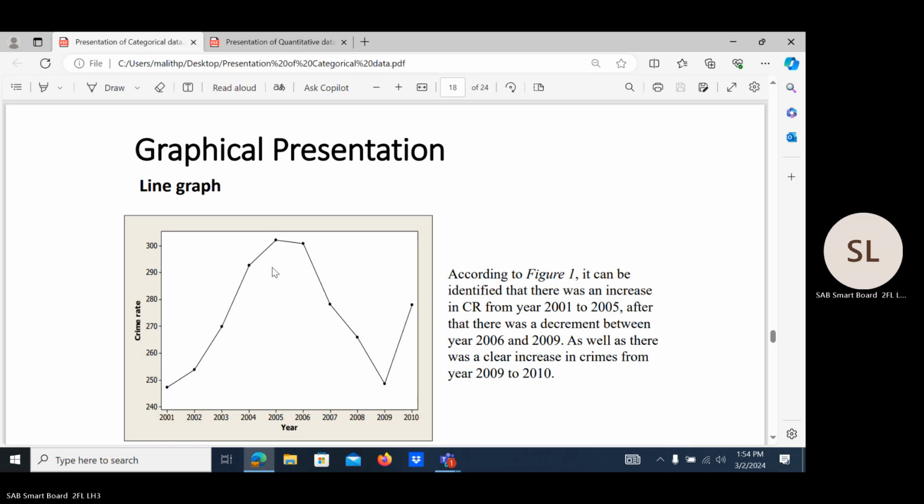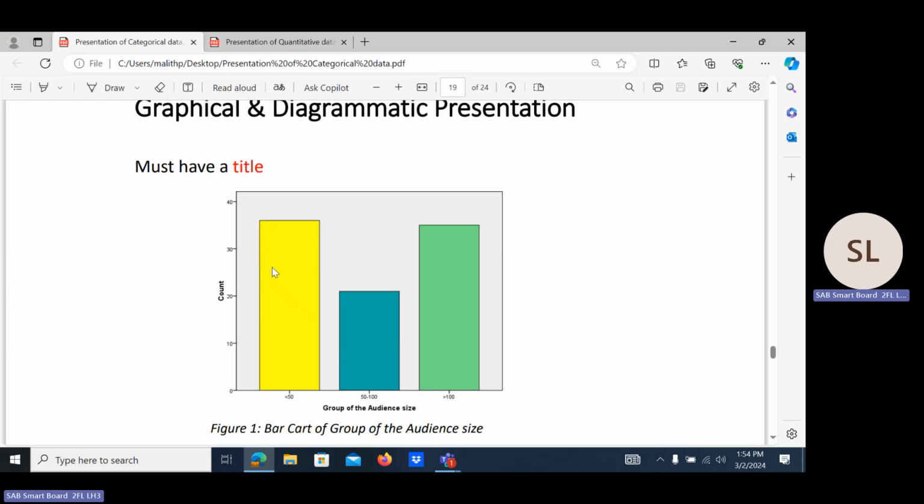Then we move into the important things. Normally when we do the graphical or diagrammatic presentation, these are the things we consider important. First one is it must have a title. We take the output of the diagram and insert it into our report. Then first you write down the title of the diagram or the graph. It is a must, to show what it represents.